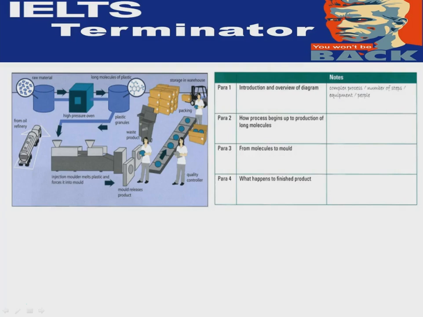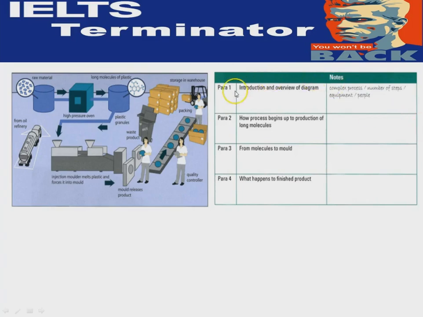So let's make sure we write an introduction and an overview of the diagram. What's it all about? Paragraph 2, how the process begins up to the production of long molecules, in this case. And then paragraph 3, we might go from molecules to the mould. What happens there? And paragraph number 4, what happens to the finished product? So there we have it in 4 stages. We break it down like this to make it simple for us.